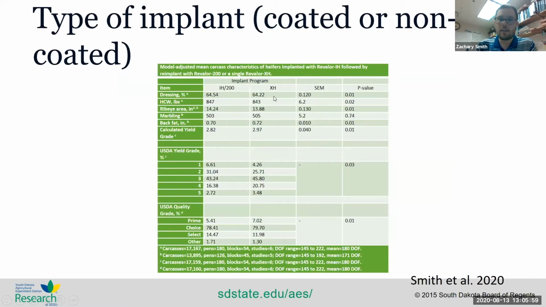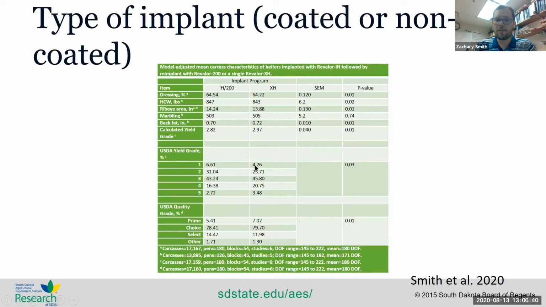Here's the differences though in carcass traits. There was a difference in dressing percent favoring the reimplant program. These heifers here received 80 more milligrams of trenbolone acetate and 8 milligrams more of estrogen during this phase of production. There's a 3-pound difference in carcass weight, and it's significantly different. Heifers that were subjected to a reimplant compared to a single coated implant had greater ribeye area, no difference in marbling, a very small difference that was significant in back fat, and a difference in calculated yield grade.